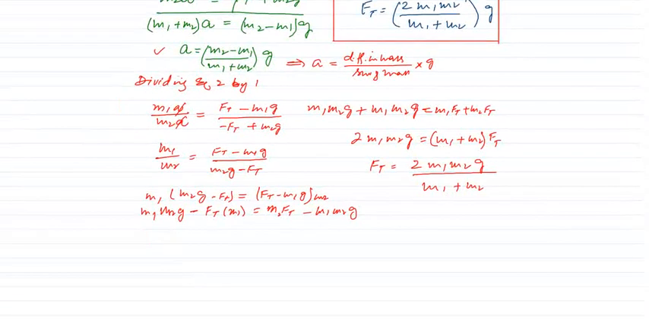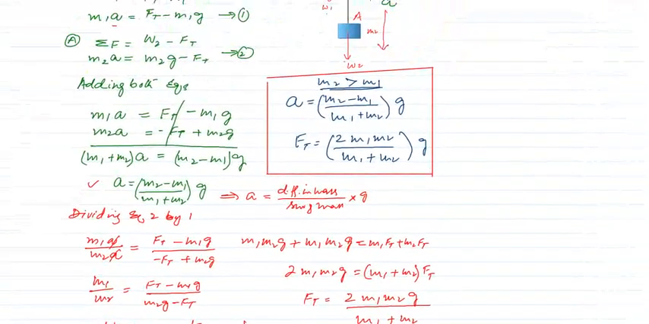That means twice the product of mass over the sum of mass, times g. So we will be getting two things: the acceleration, m2 minus m1 over m1 plus m2 times g, and Ft equals 2 m1 m2 over m1 plus m2 times g.